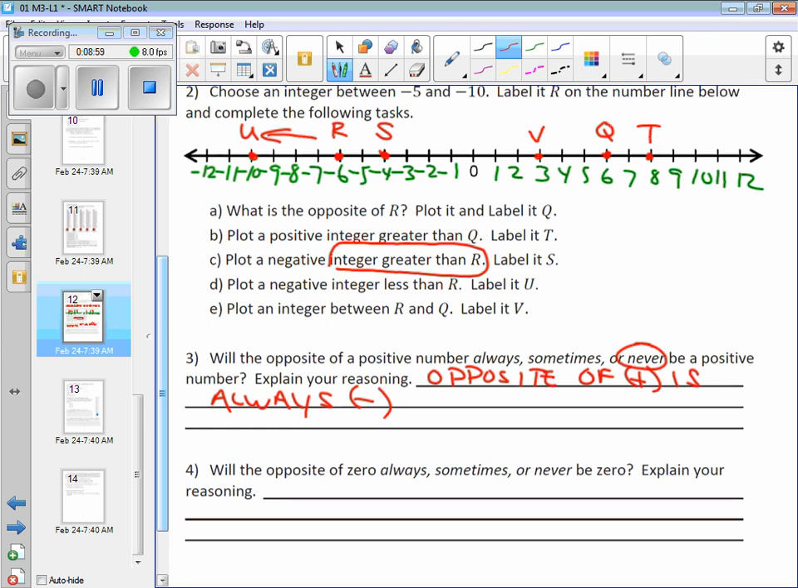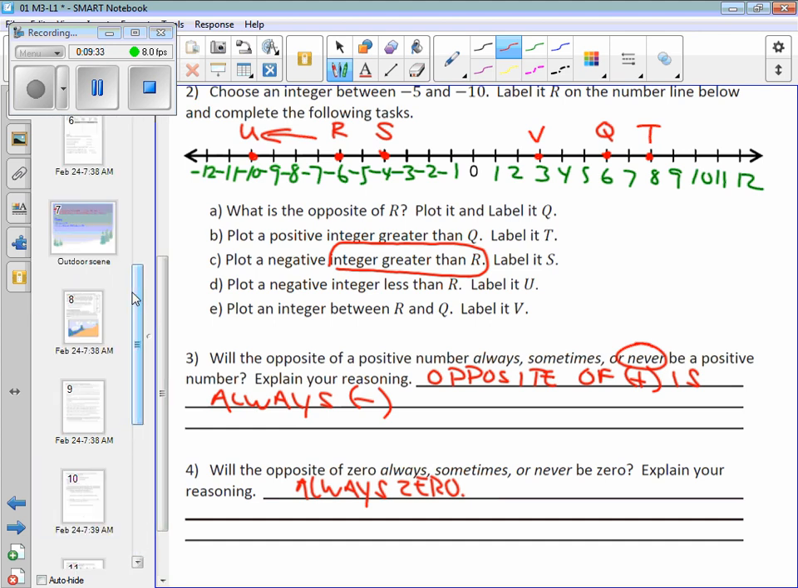What about the opposite of 0? Always, sometimes, or never be 0. Chris. Yup. Always 0. 0 is 0. Can't go either way. All right. I really think that you can finish up the remaining pages on your own. I looked at it. It's very manageable. So if you're starting with, I think it's page 6.